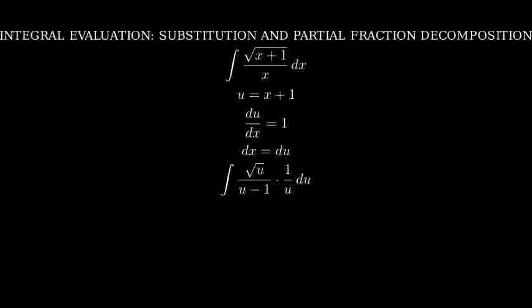Now let's substitute everything back into the original integral. So the integral becomes the integral of the square root of u over u minus 1, du. It looks complex, but it will simplify further.